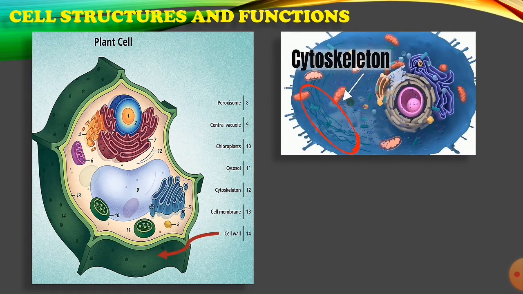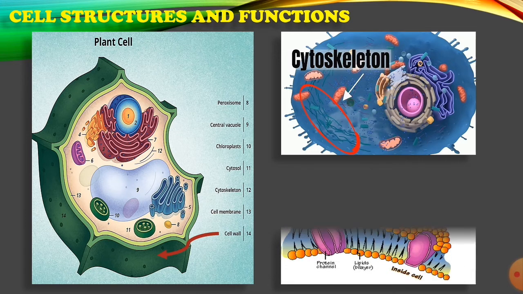Next, cytoskeleton. It's a network of filaments and tubules that extends throughout the cell through the cytoplasm. Its structure helps cells maintain their shape and internal organization. It also provides mechanical support that enables cells to carry out essential functions like division and movement.